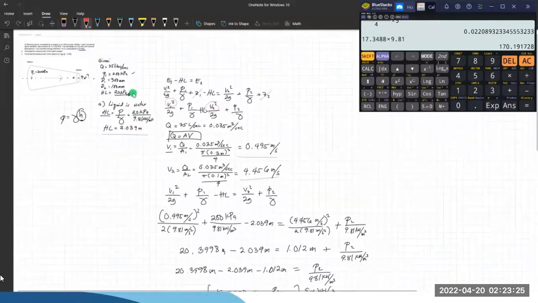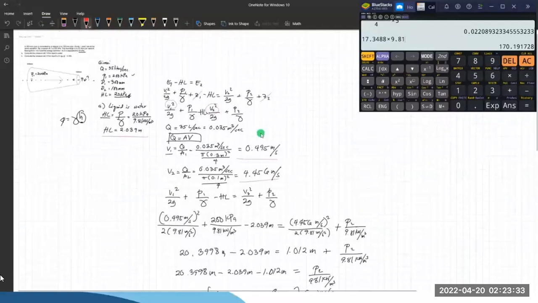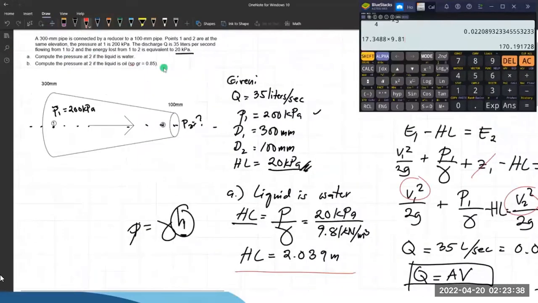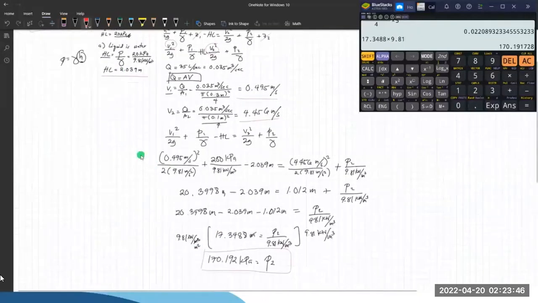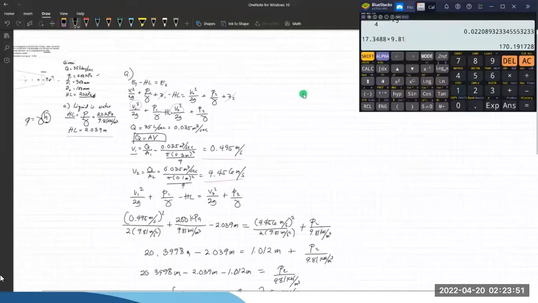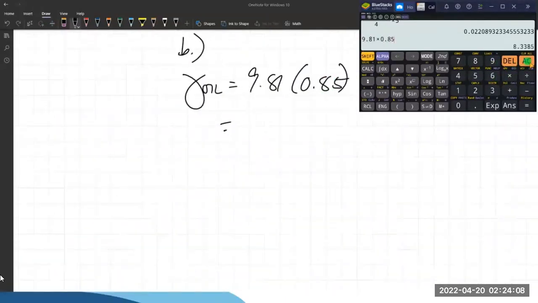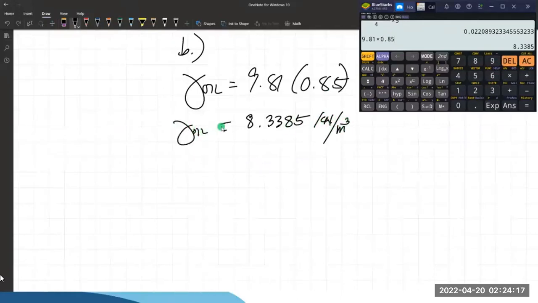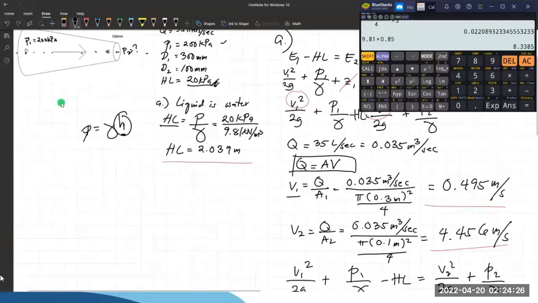If the liquid is water. How about if the liquid is oil with a specific gravity of 0.85? We have the same solution in letter B, only that we will just change the unit weight of the liquid. So for letter B, the unit weight of oil is equal to 9.81 times 0.85, in kilonewtons per cubic meter. We will use this unit weight, 8.3385 kilonewtons per cubic meter. Same solution applies here. What will change is the head loss.